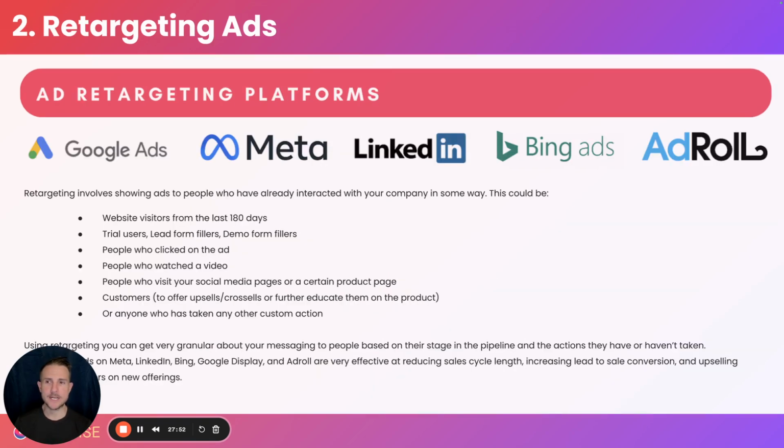Then you want to do retargeting ads. Set up your Google, Meta, LinkedIn, Bing, and AdRoll retargeting ads. There's various different types of retargeting you can see on the sheet. I'm going through this quickly, so take a minute to look through these slides.